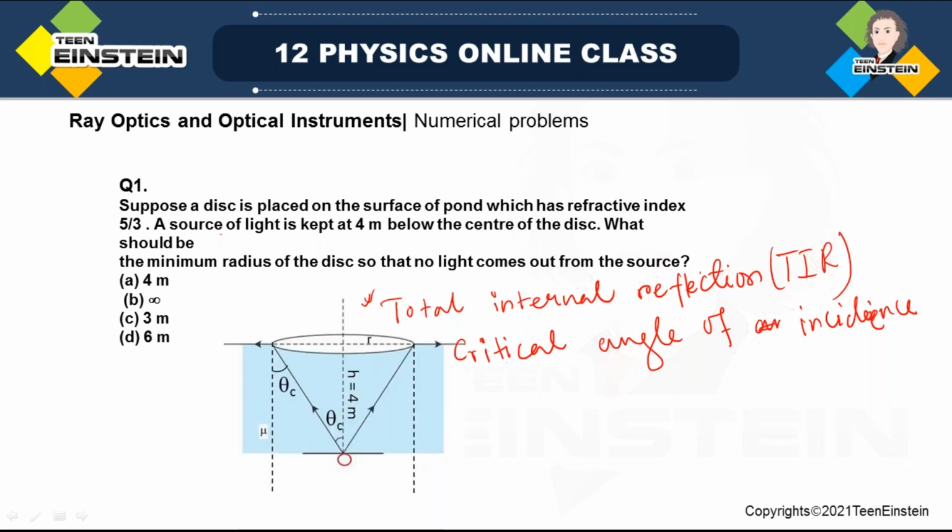see, pictorially, if I want to describe that, there is a source of light. First of all, the question is, suppose a disc is placed on the surface of a pond. Suppose this is the surface of the water on the pond. On top of that, we are keeping an opaque disc. Opaque in the sense light cannot pass through it.